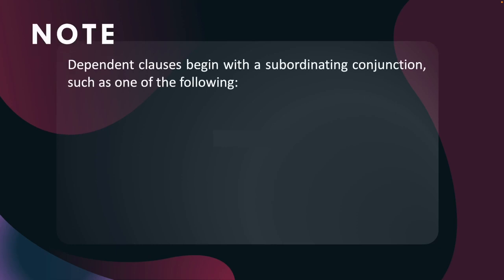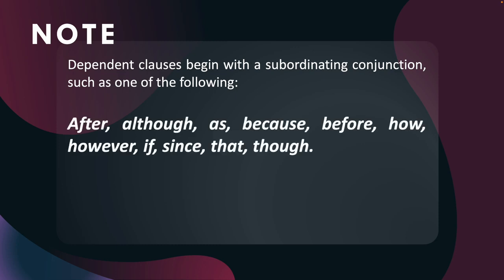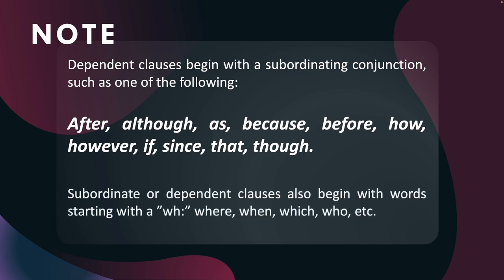Now, I have to say something about this. Dependent clauses begin with a subordinating conjunction, such as one of the following: after, although, as, because, before, how, however, if, since, that, though. Subordinate or dependent clauses also begin with words starting with WH, like where, when, which, who, etc. So don't forget that. It's very, very important.